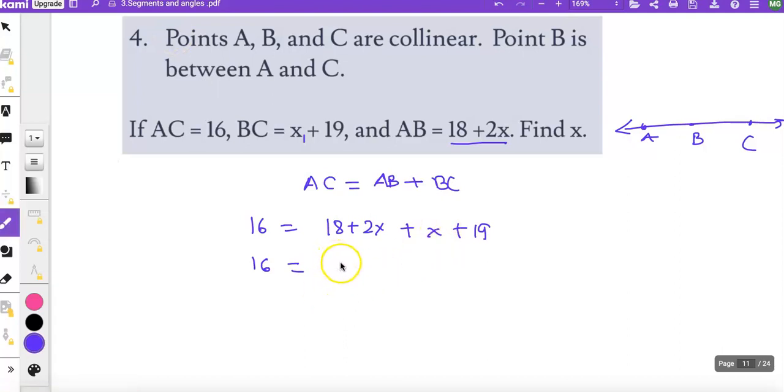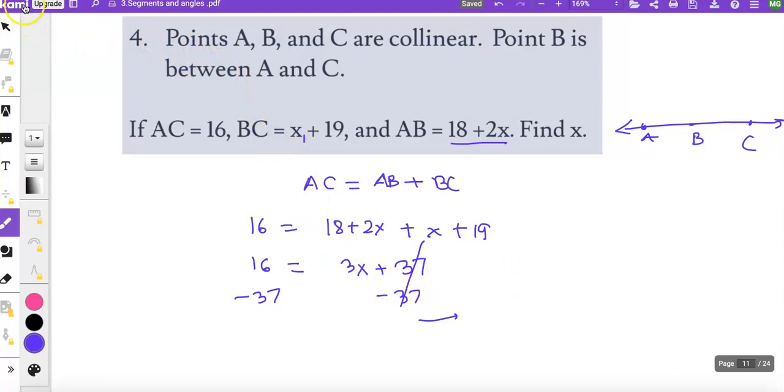So this is yours, 3x plus 37. I'm trying to write it this way so I can avoid all these things. What I'm doing after this is subtracting 37 from both sides over here, so this will cancel out. So our next step will be, when you subtract this.